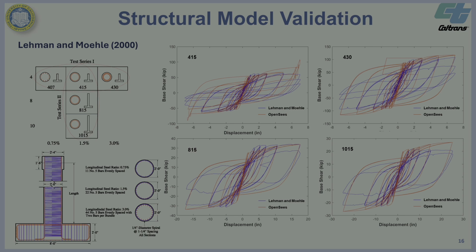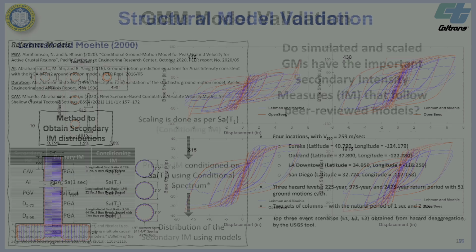And here you see the force deformation that we get from our modeling approach. We didn't tweak our models at all. We just put the amount of reinforcement, the information that was shared in the report, into our model, and this is the force deformation that you get. The red color is our models, the blue color is from the experiment, and more or less it looks good based on my limited knowledge of how validations are done.